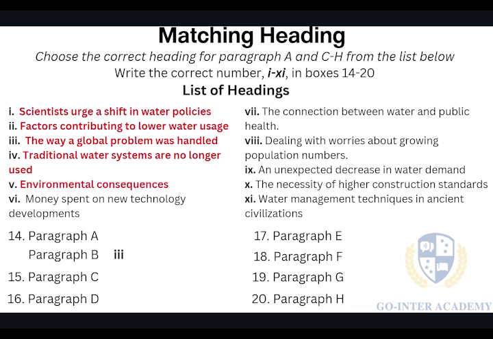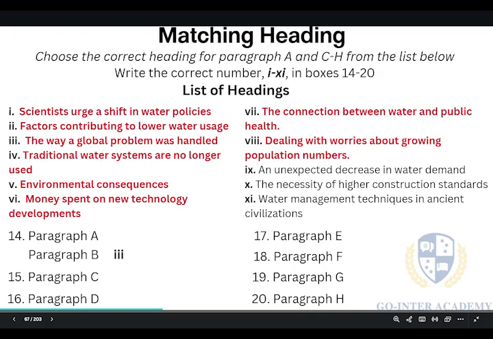Heading 5. Environmental consequences. There's not been any mention of negative impacts on nature or the environment, so this heading doesn't fit with paragraph A as well. Heading 6. Money spent on new technology development. Paragraph A didn't mention anything about money or new technology, so we take it out. Heading 7. The connection between water and public health. While paragraph A did talk about citizens having access to clean water, it was not the main focus of the paragraph, so we can take it out too.